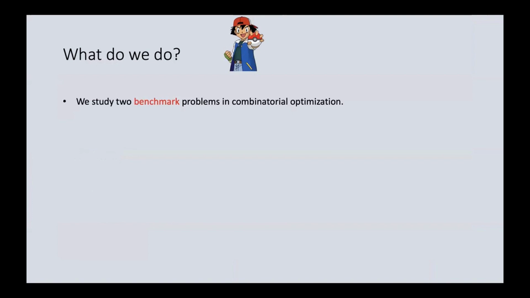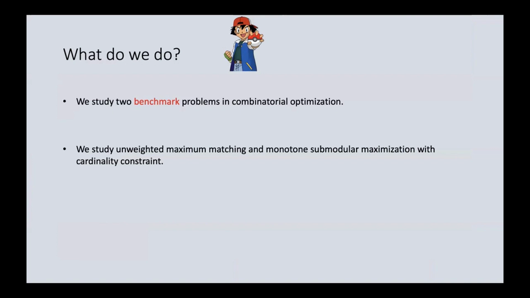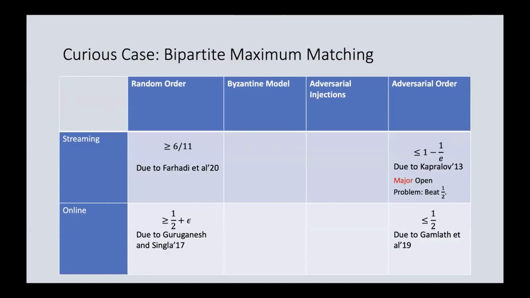So we study two benchmark problems in combinatorial optimization. First being the problem of maximum matching, and then monotone submodular maximization subject to a cardinality constraint. We consider these problems in the online and streaming settings. So let's see what we know about maximum matching. Well, we know that in the random order setting, for both streaming and online settings, we can beat half.